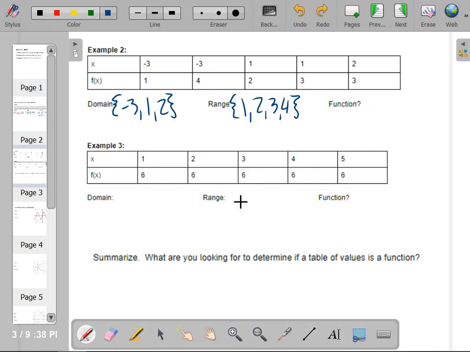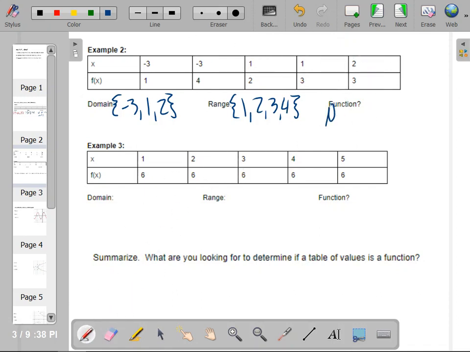Well, does an input have multiple outputs? -3 has 1 for an output, and -3 has 4 for an output. That means the first time I plugged in -3, I got 1, and the second time I plugged in -3, I got 4. That's not good. That means that this is not a function. The same thing happened with 1. 1 mapped to 2 and 1 mapped to 3. So this thing is super broken. It's not a function, two different ways.